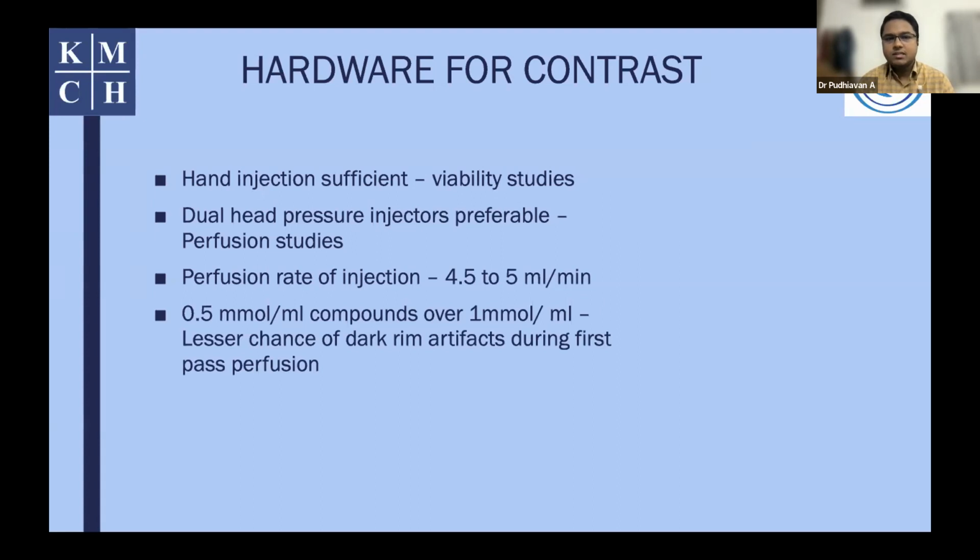When you're doing perfusion studies, the rate of injection has to be kept a bit higher, maybe around 4 to 5 ml per second, and a lesser contrast volume with 0.5 millimole per ml compounds is preferred over a 1 millimole compound. Gadobutrol is one MR contrast agent which is available as a 1 millimole per ml concentration. You can use it, especially for viability studies. It might not make much of a difference, but I will come to why we prefer a 0.5 millimole agent compared to a 1 millimole agent when we are talking about dark room artifacts in the perfusion studies.